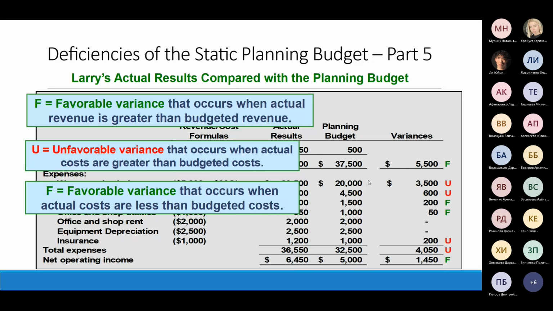So a favorable variance may occur when our actual costs are less than the budgeted costs. So we can register the favorable variance as well. And for some expenses, we can see that the difference is equal to 0 because our actual results are equal to planning budget results.